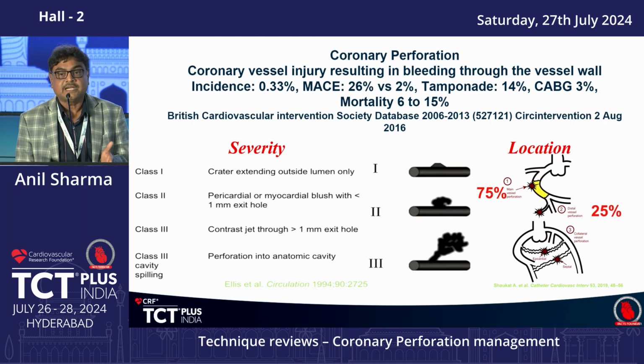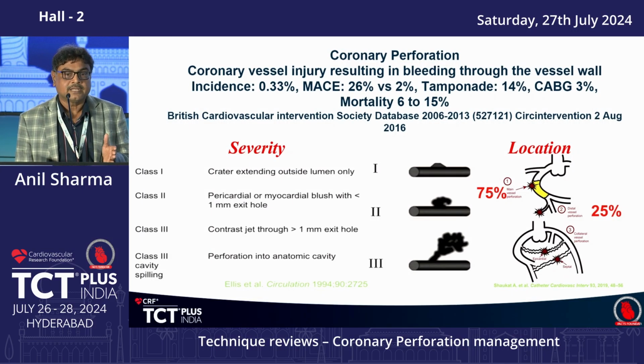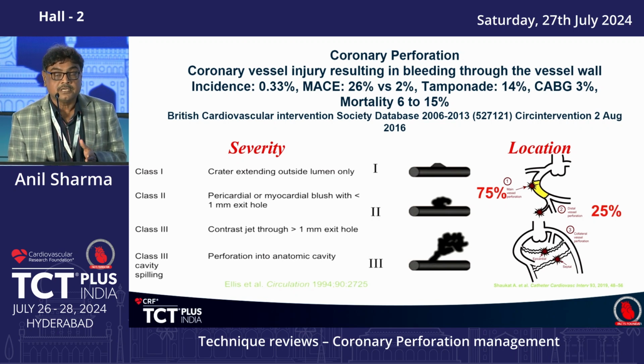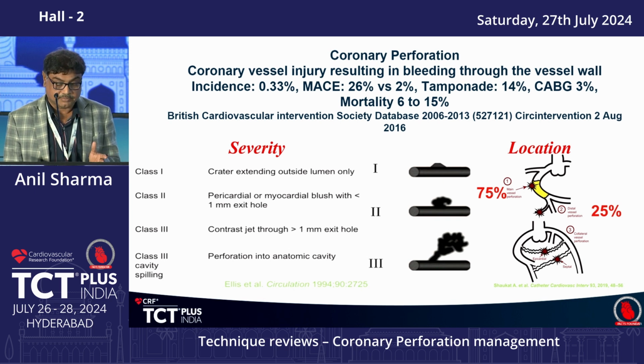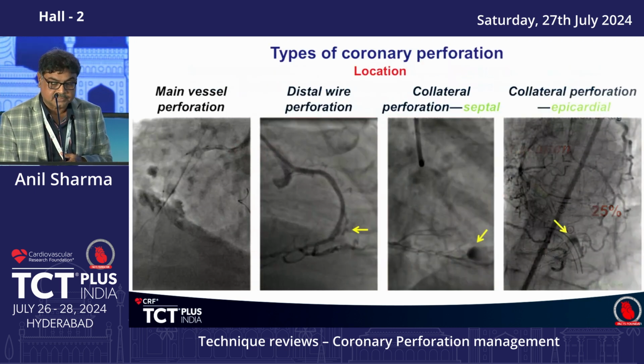Class 2, there is pericardial or myocardial blush without extravasation. Again, most of the time it can be tackled with the balloon only. The most important is class 3, when there is a contrast jet more than 1 millimeter in size, and the worst, devastating one is when it opens into a cavity, that too in the pericardium, not in the myocardium. Location wise, 75% of perforations are in the main vessels and 25% in the remaining.